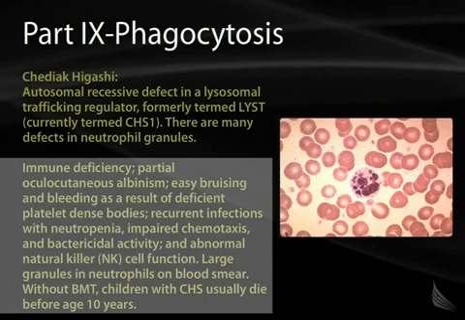Other than the immune deficiency, things you want to look for with Chediak-Higashi syndrome are partial oculocutaneous albinism, easy bruising, and bleeding as a result of deficient platelet-dense bodies. So they get recurrent infections like the CGD kids do. They have impaired chemotaxis and bactericidal activity and abnormal NK cell function. On pathologic exam, they see large granules within the neutrophils on the smears, and treatment for this is bone marrow transplant, usually before age 10, otherwise it is fatal.